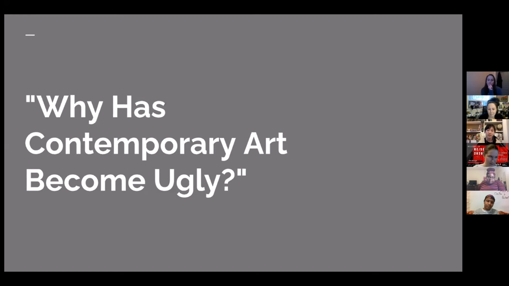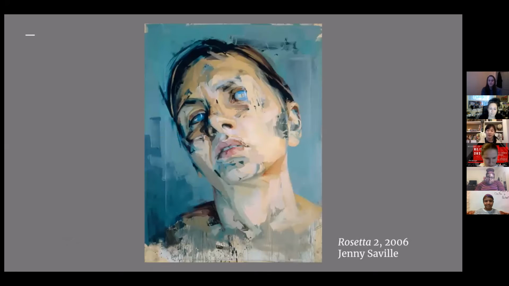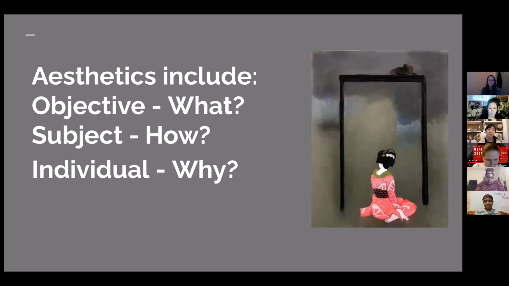So the next question is, why has contemporary art become ugly? We can see the Korean art piece and this shark art. It's a question mark for all the people who don't know art. Even somebody who is learning art still doesn't know why this painting looks so bad. And Jenny Saville's portrait, it looks terrible. But what we are really looking at is that aesthetics includes object, subject, and individual.